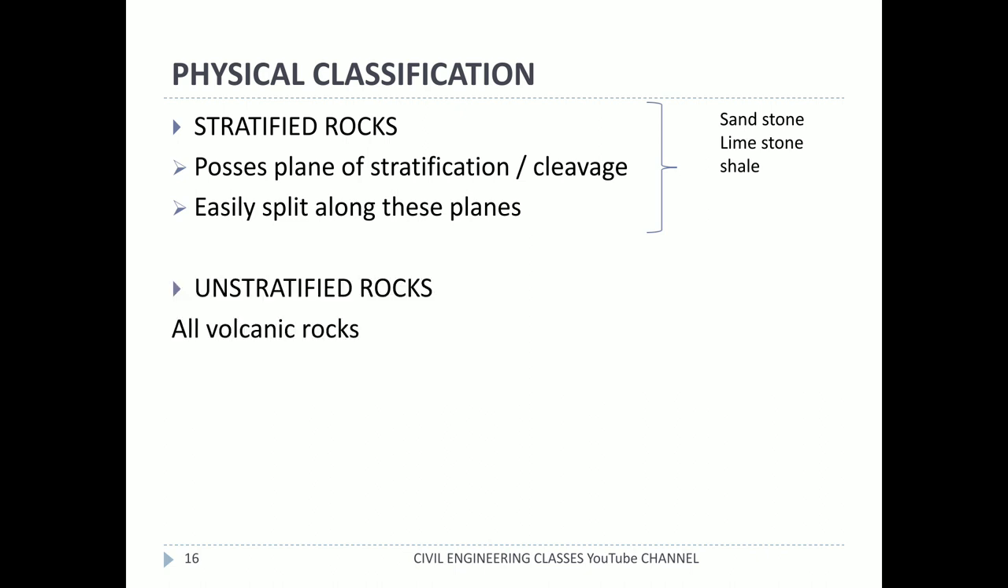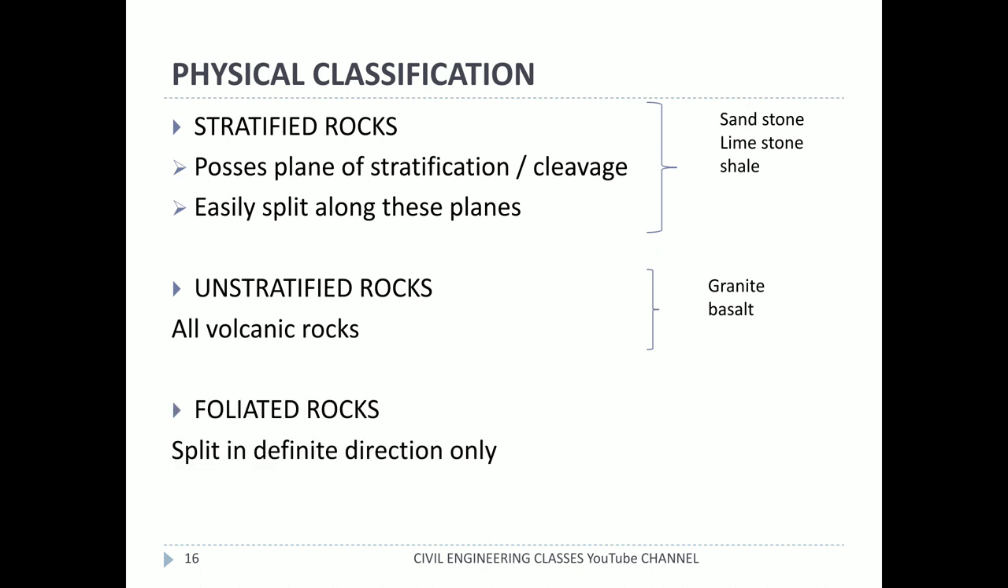Next one is unstratified rocks. Most of the volcanic rocks, that is igneous in origin, are unstratified. From the name itself, we can know what is unstratified. They do not possess any planes of stratification or cleavage, for example granite, basalt, etc.